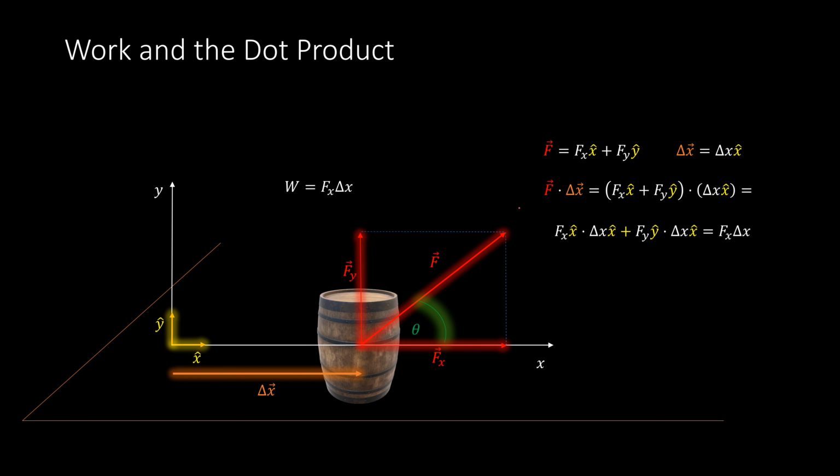Here we have the dot product between x roof and x roof, which is 1, and the dot product between y roof and x roof, which is 0. That means that the result is F of x times delta x. And this is the same result as previously. The work done by the force is then as in the following expression.